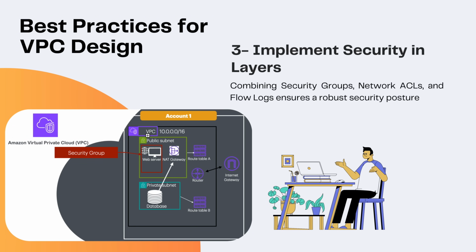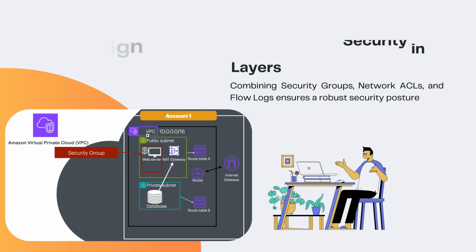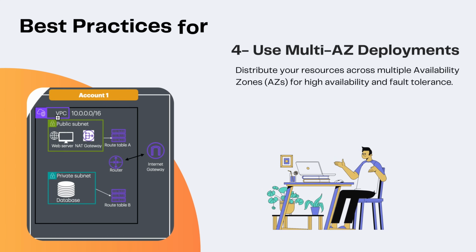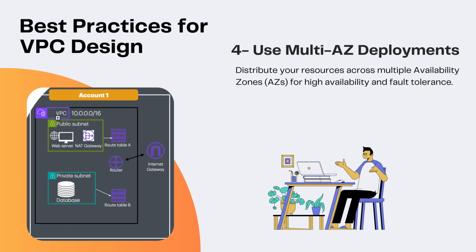4. Use multi-AZ deployments. Distribute your resources across multiple availability zones, AZs, for high availability and fault tolerance. AWS strongly recommends multi-AZ deployments for critical applications to ensure continuity in case of an AZ failure.